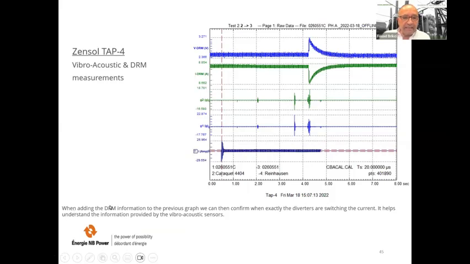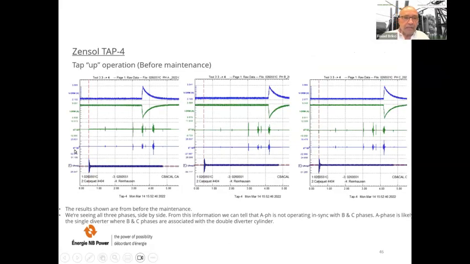When adding the DRM information to the previous graph, we can then confirm when exactly the diverters are switching the current. It helps understand the information provided by the vibroacoustic sensors. Here, for example, you can see that the transition happens exactly here, not here. This is a tap up operation before maintenance. The results shown are from before the maintenance.